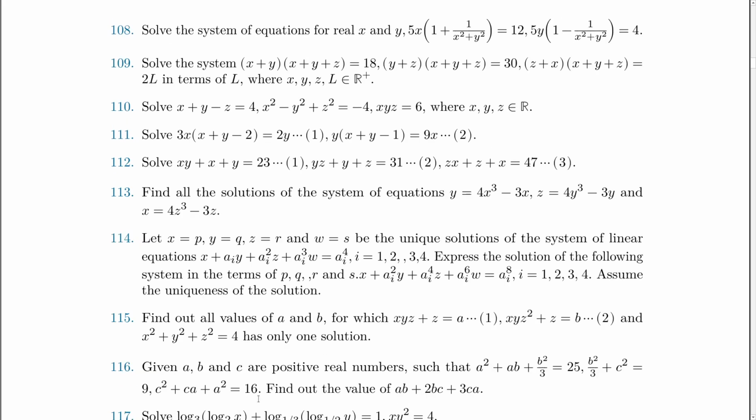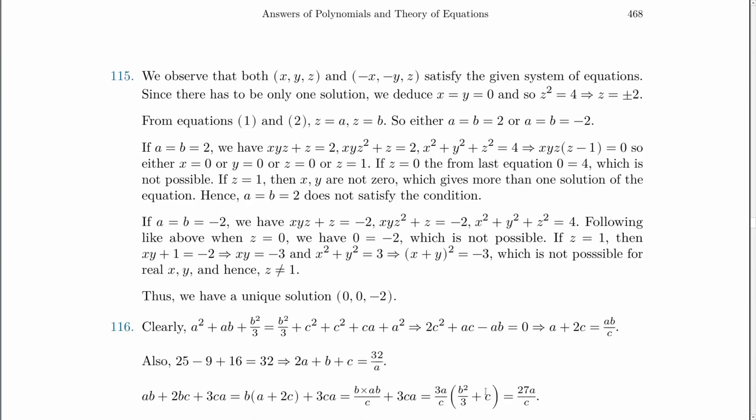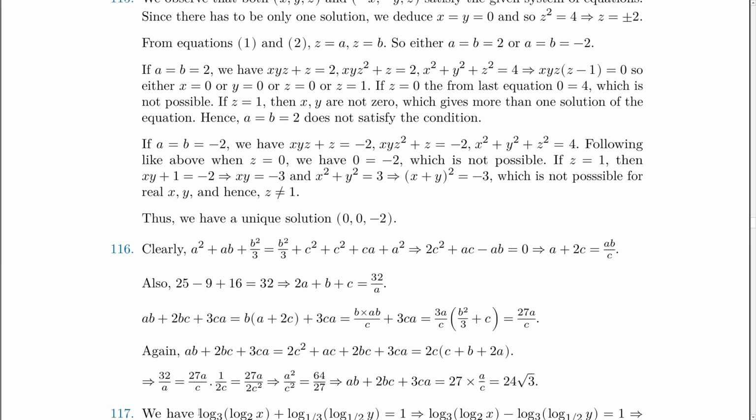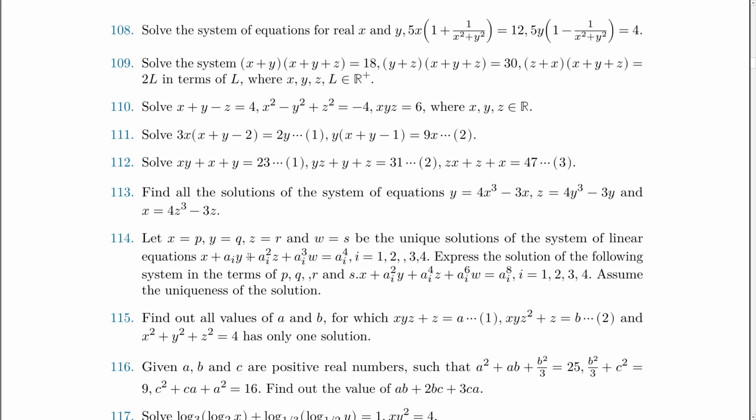Given a, b, c are positive real numbers such that a square plus ab plus b square by 3 is equal to 25, b square by 3 plus c square is equal to 9, and c square plus ca plus a square is equal to 16. Find out the value of ab plus 2bc plus 3ca. So we have these three given equations.